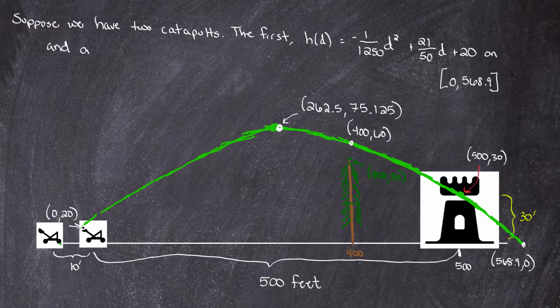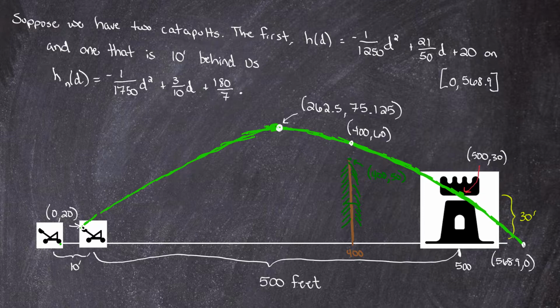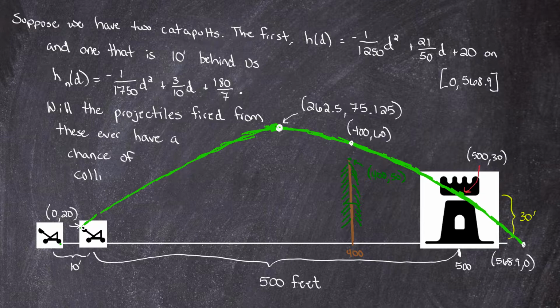But now let's include another catapult, located 10 feet behind us, which fires off a projectile along the path given by the second function. Now, the second catapult is designed to strike the barracks within the castle wall. Is there a possibility that the projectiles fired from these catapults will collide in midair? And if so, where is or are the possible points where the projectiles could collide? Go ahead and pause the video, give yourself some time to ponder this question, and try your best to figure out how to answer this.